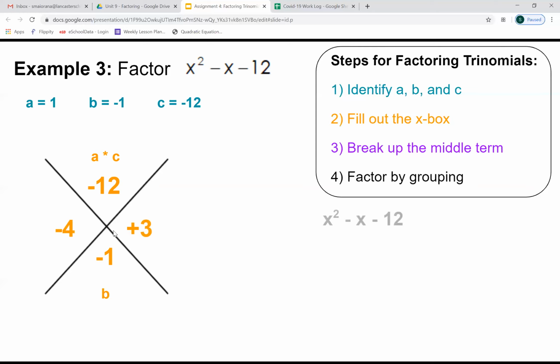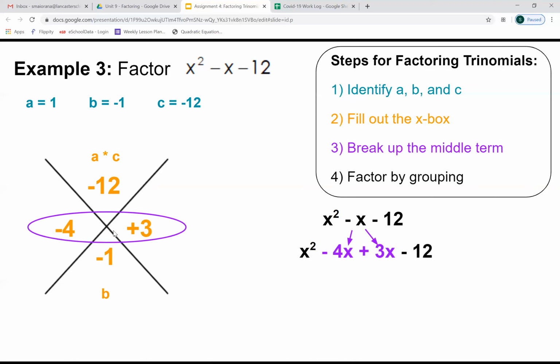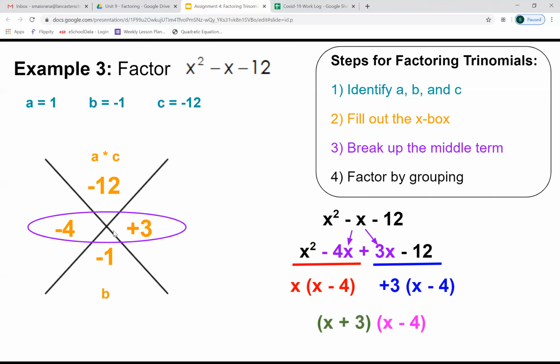So the -4 and +3 from my x box is what I use to break up the middle term and expand it to x squared minus 4x plus 3x minus 12. So now I have 4 terms to factor by grouping. The GCF of the red group is x, and I'm left with x minus 4. The GCF of the blue group is 3, and I'm left with x minus 4. So x plus 3 and x minus 4 are the two factors of this trinomial.